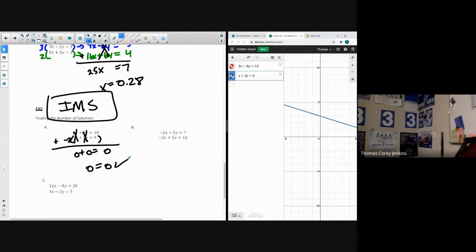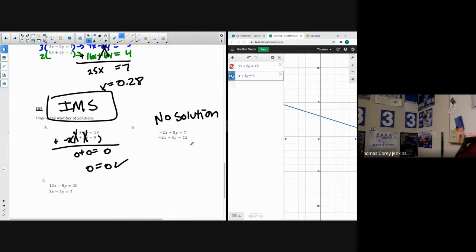Okay, so the next one, if you type in -2x plus 5y equals 7 and -2x plus 5y equals 12, you are going to see lines that are parallel, okay, that run side by side, that never cross, no matter how far you zoom out. So that's going to be a no solution. And so let's go ahead and just add those together and see what happens.